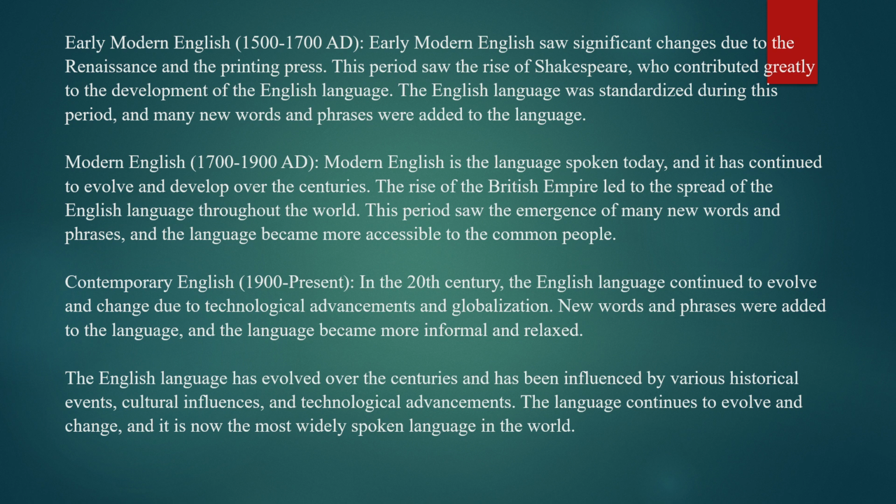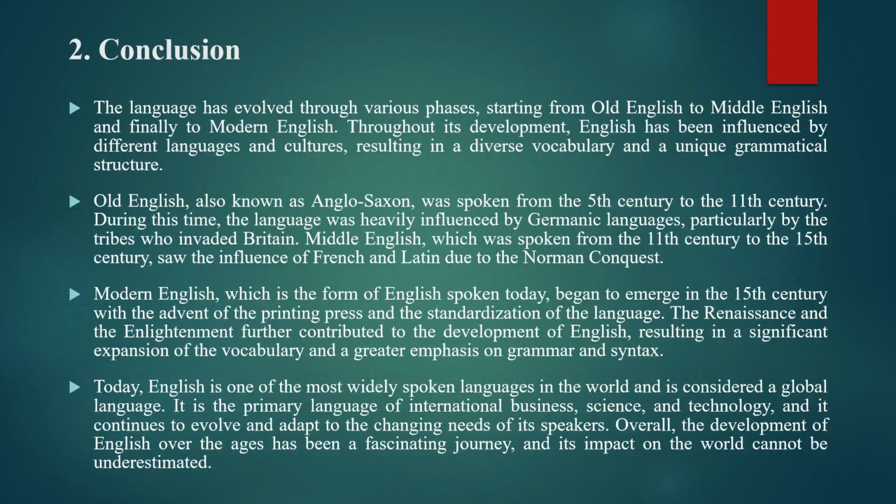In the 20th century, the English language continued to evolve and change due to technological advancements and globalization. New words and phrases were added to the language, and it became more informal and relaxed. The English language has evolved over the centuries and has been influenced by various historical events, cultural influences, and technological advancements. The language continues to evolve and change, and it is now the most widely spoken language in the world.